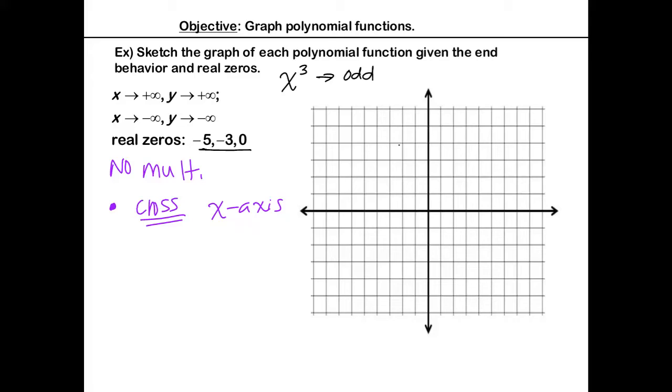So for my scale, again, I'm going to go by 1. So 1, 2, 3, 4, 5, 6, negative 1, negative 2, negative 3, negative 4, negative 5, and negative 6. So I'm going to put a regular dot on my 3 zeros. So I have a negative 5, a negative 3, and a 0.